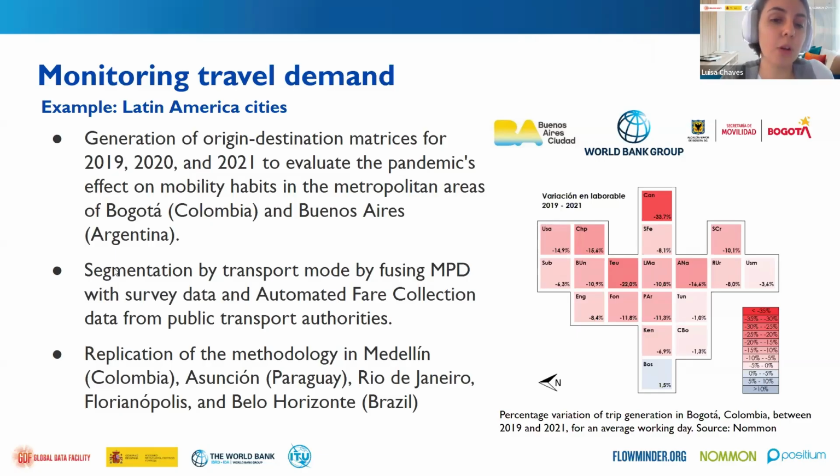Using mobile phone data, the project produced origin-destination matrices for 2019, 2020, and 2021, allowing authorities to evaluate how the pandemic affected mobility habits in the metropolitan areas of Bogotá and Buenos Aires. These matrices were segmented by transport mode by integrating mobile phone data with survey data and smart card data from public transport authorities. Following the success of this approach, the World Bank replicated the project in other cities, including Medellín in Colombia, Asunción in Paraguay, and is now currently undergoing in Rio de Janeiro, Florianópolis, and Belo Horizonte in Brazil.